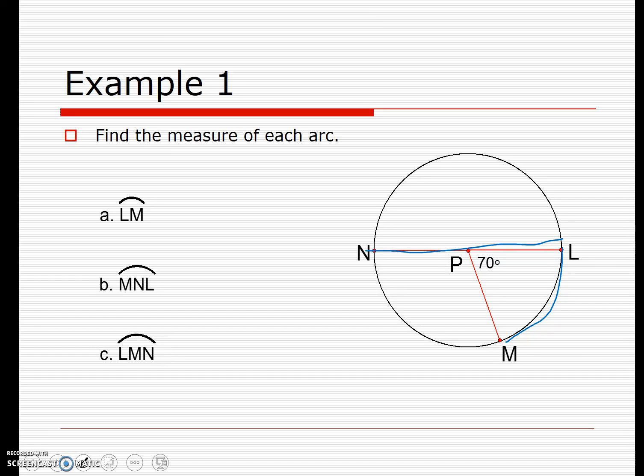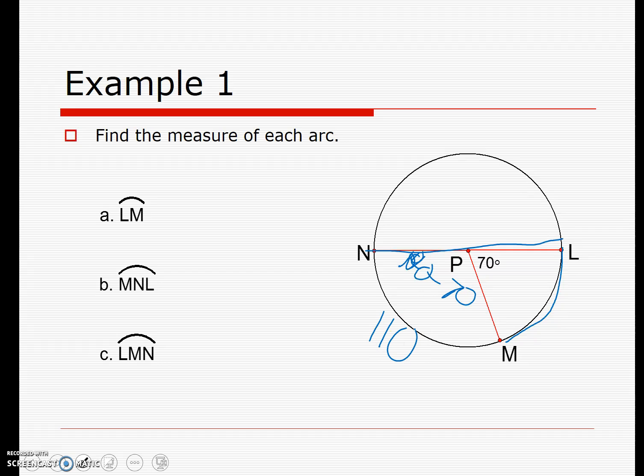It's going through the center, so I know that that's going to create a semicircle with LMN. So I can easily find angle P right here by doing 180 minus the 70 degrees. Sorry, that is just awful writing right there. So I know that this measure here is 110.